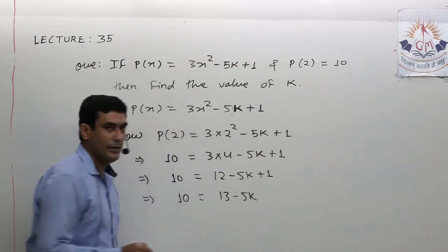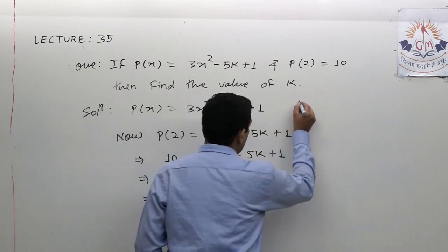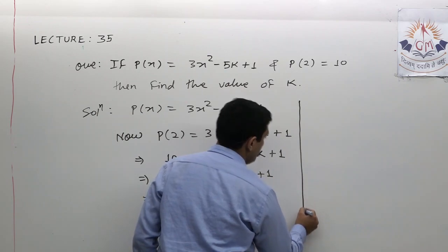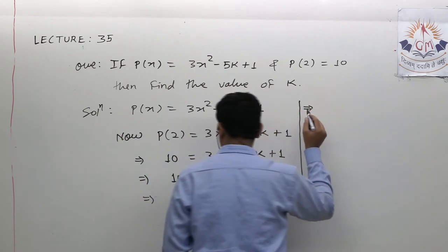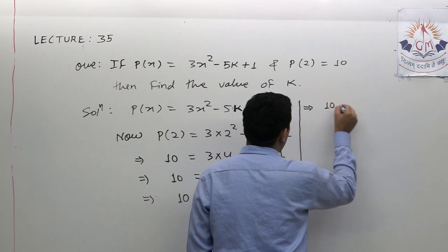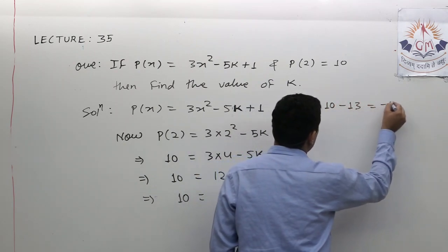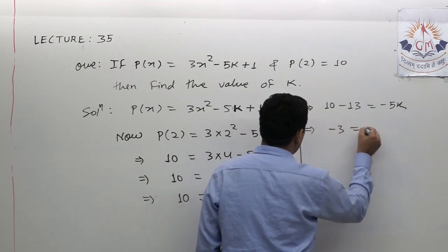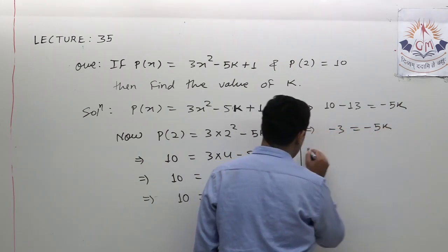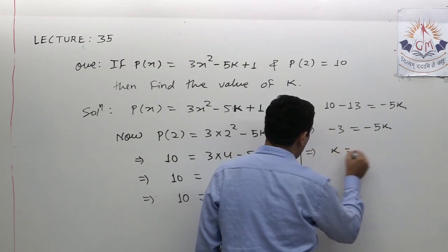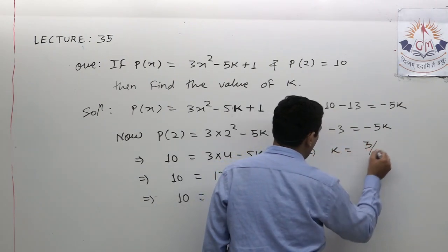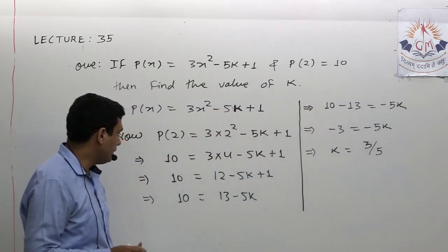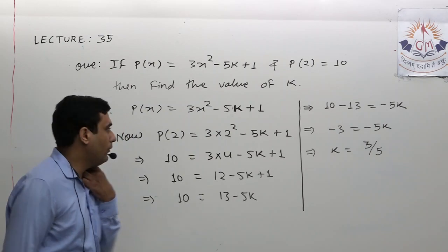So from here it is easy to get the value of k. So 10 minus 13 is equal to minus 5k, that is minus 3 is equal to minus 5k. So I can say k is equal to 3 upon 5. Minus and minus will cancel out. So k is equal to 3 upon 5. This is the value of k.